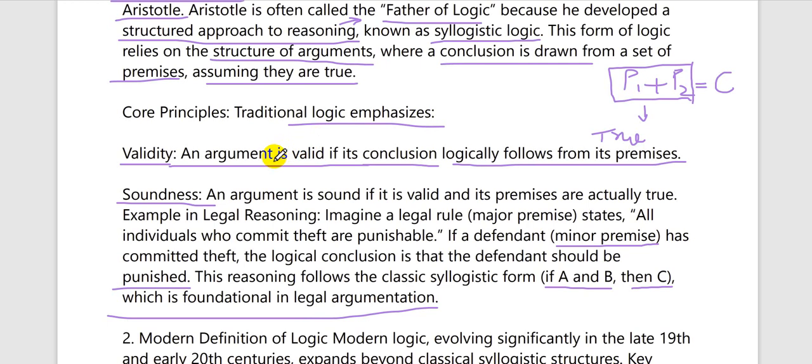Sound means valid, which can be verified. When an argument can be verified, it will be valid. So an argument is sound if it is valid. Generally, arguments are either valid or invalid. An argument is sound only if it is valid and its premises are actually true. So for soundness to happen, both have to be there: the premises have to be true and the argument has to be valid.